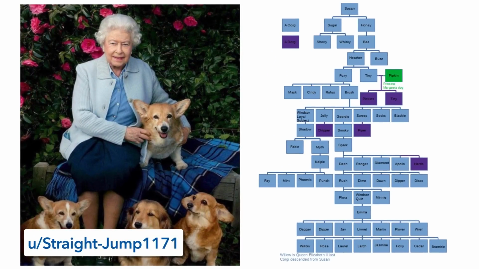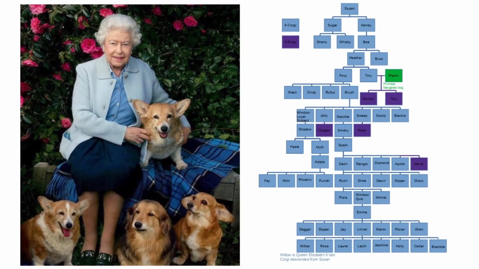This is a family tree of the Queen's corgis. They can all be traced back to a dog named Susan that the Queen received when she was 18. The green square is a Dachshund named Pipkin, who belonged to the Queen's sister, Princess Margaret. That dog mated with one of the Queen's corgis to produce 2 Dorgies, which are a cross between a Dachshund and a corgi. The other Dorgies owned by the Queen over the years are marked in purple as well, with all the blue squares being all of the purebred corgis.